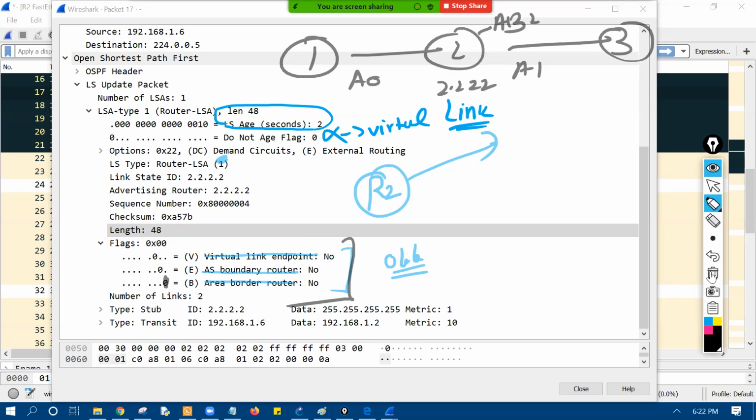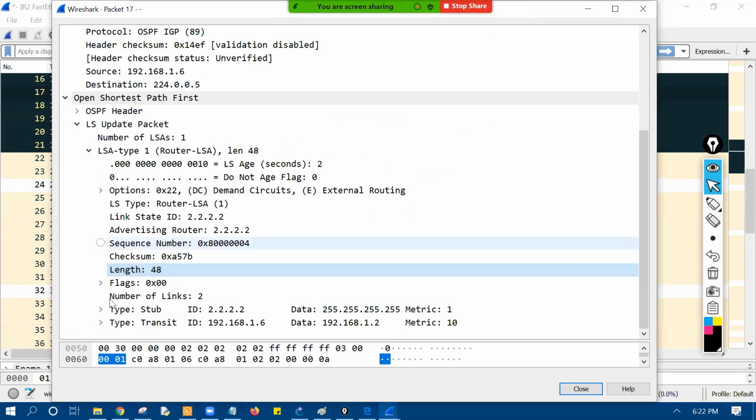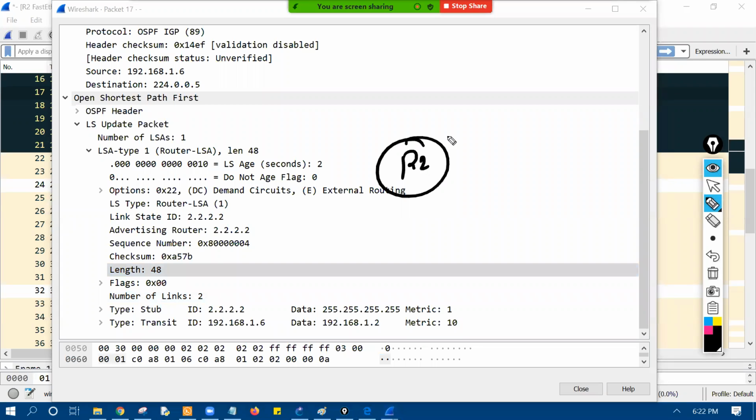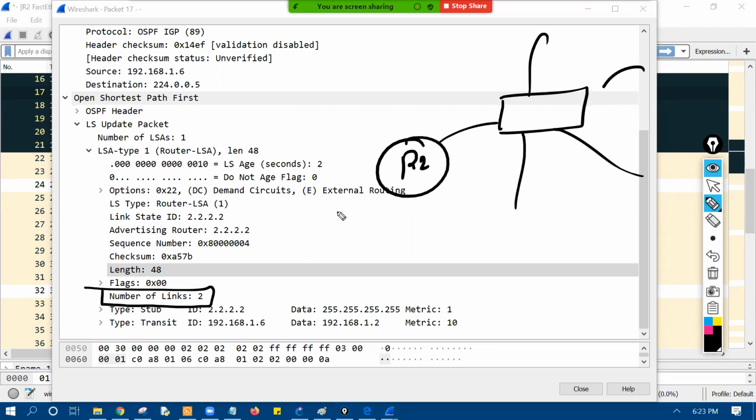And what this one is going to tell you is the number of links, how many links are connected to me. So R2 is informing all the routers in this domain. I have 2 links connected: one is 2.2.2.2, that's my loopback address, and one is 1.2, that's my interface address.